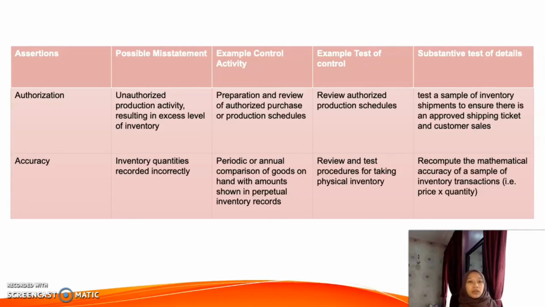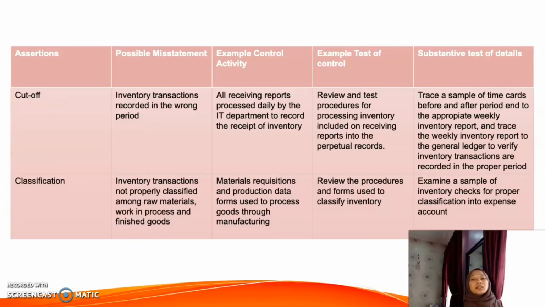And the possible misstatement that could happen is inventory quantities recorded incorrectly. So the control activity is periodic or annual comparison of goods on hand with amounts shown in perpetual inventory records. And the test of control is by reviewing and testing procedures for taking physical inventory. And the substantive test of details is by recomputing the mathematical accuracy of a sample of inventory transactions, such as price times quantity. So the last slide for assertion is the fifth assertion, which is cutoff.